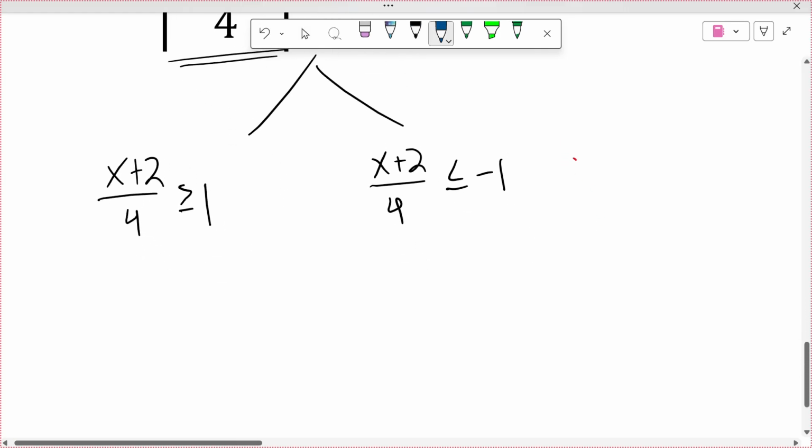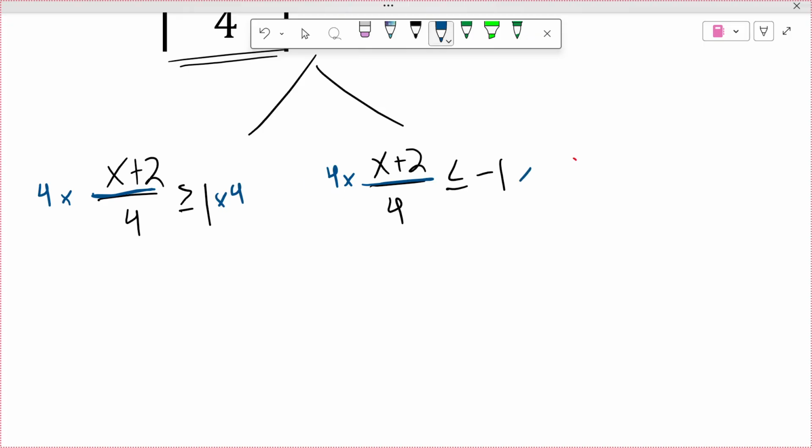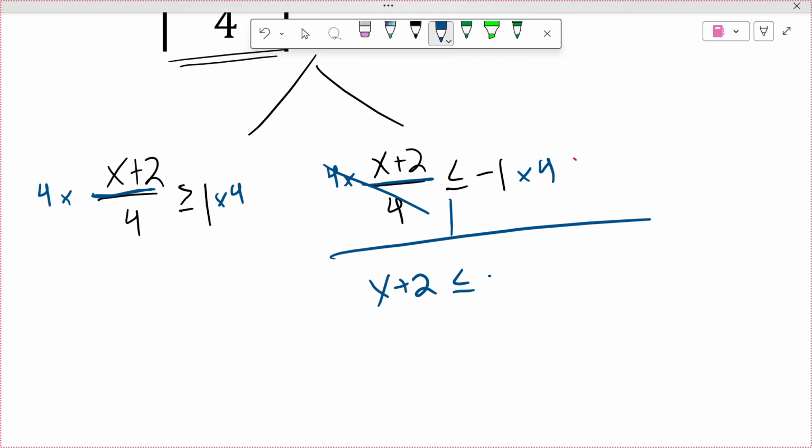From here, solving, a reminder that when you have one of these mega fractions where the whole thing is divided, it's best to get rid of that first. So I'm going to start by doing the times 4. That'll cancel my divide by 4. I have x plus 2 less than or equal to negative 4. Over here, I have x plus 2 greater than or equal to 4. Last step is I'm going to minus 2 in all of these.